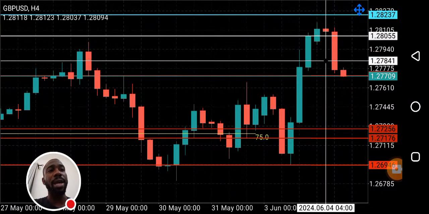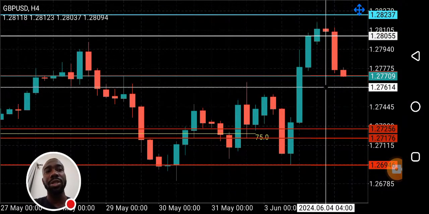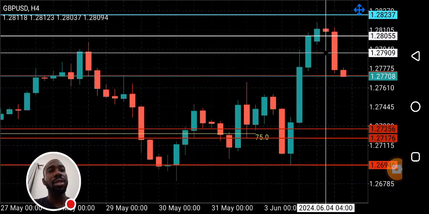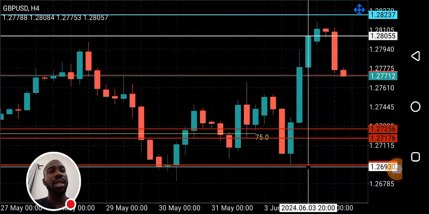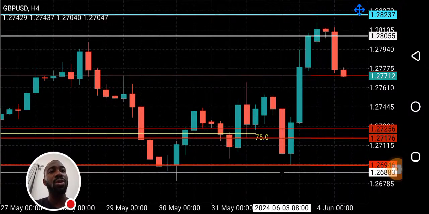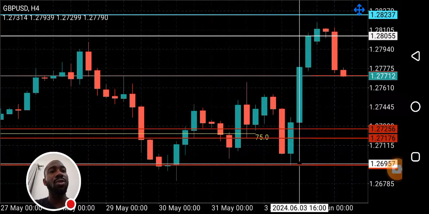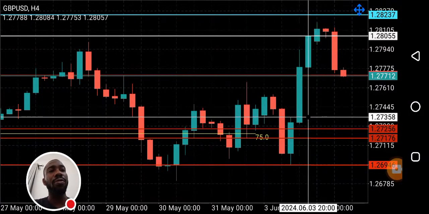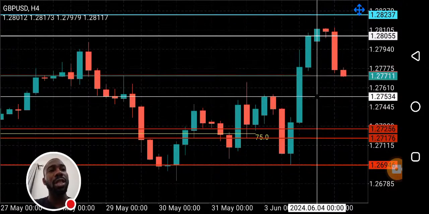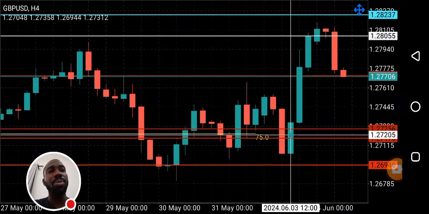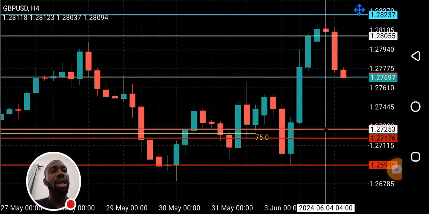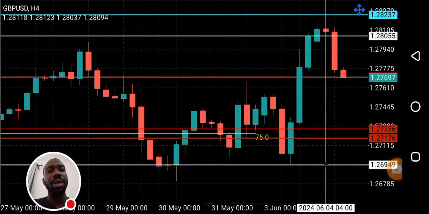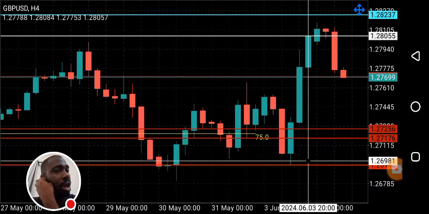So for today, my bias on GBP USD is bearish, and this will be the target. There's a high probability they want to push price down to clear liquidity at this previous low, or first, they want to fill this fair value gap that was created here. So if you are selling GBP USD, your first target should be this level. Your second target should be this level. I hope that is clear.